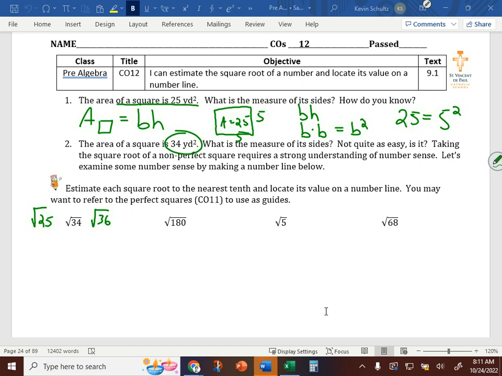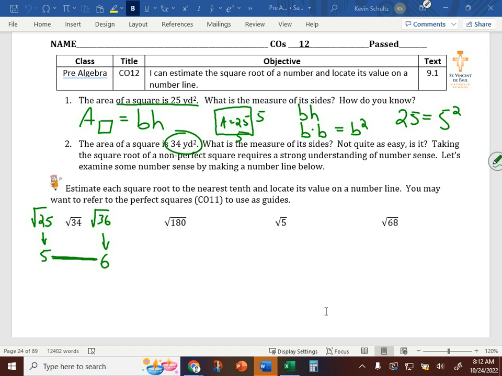So root 34 is not a perfect square, but because it comes between the root of 25 and the root of 36, we know its value has to be between root 25 and root 36, right? So the root of 25 is 5. The root of 36 is 6, which tells us that the root of 34 is somewhere between 5 and 6. Okay? Some decimal, some value between 5 and 6.